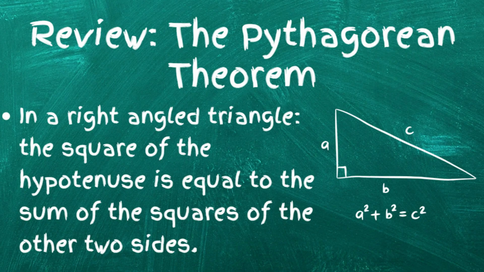And here it goes, the Pythagorean theorem, which states that in a right-angled triangle, the square of the hypotenuse is equal to the sum of the squares of the other two sides. In short, c squared is equal to a squared plus b squared.